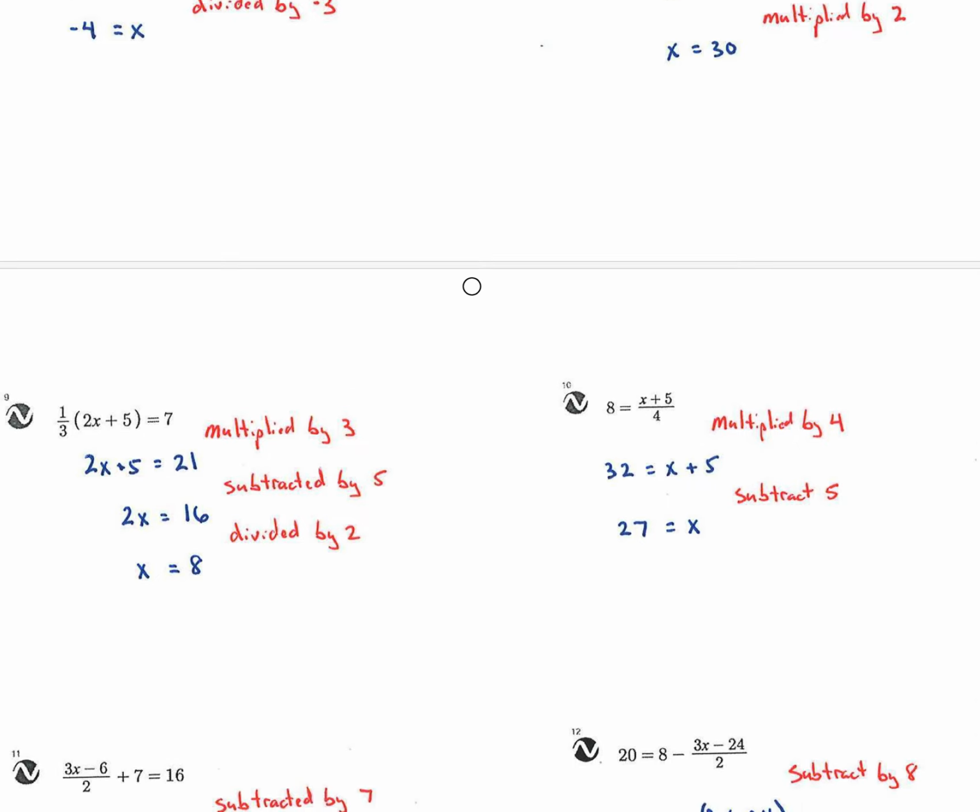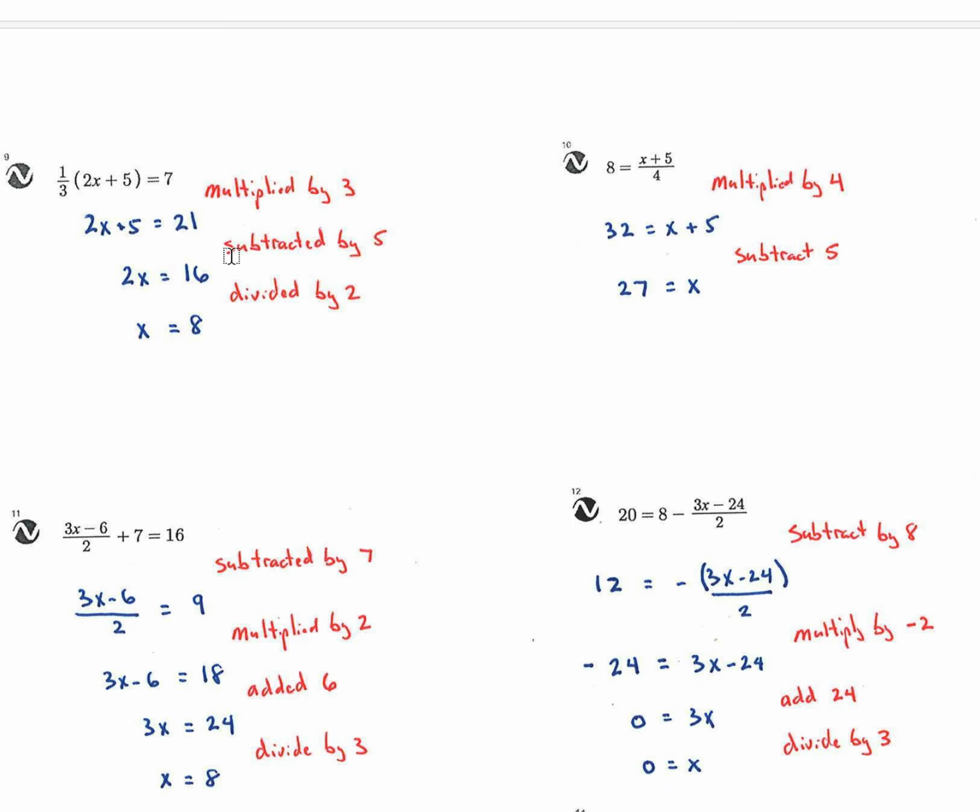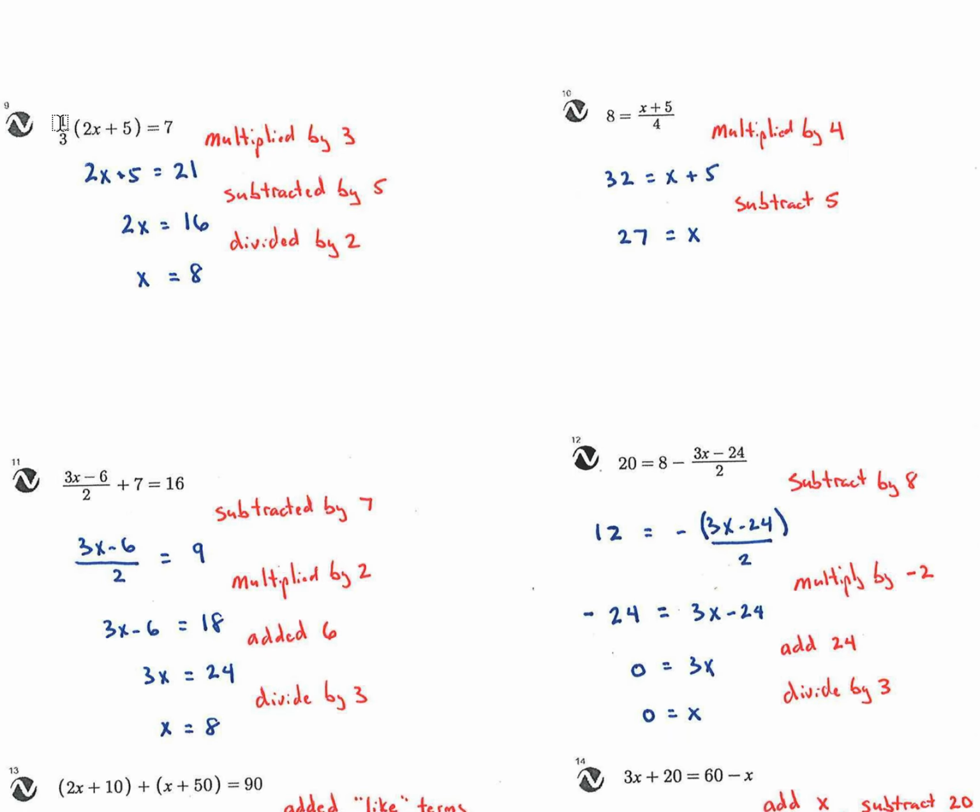Okay, we get a little more complicated over here. This one's a three-stepper. The first thing I'm going to do, this 1/3 out in front, that's the same thing as just dividing by 3. So I'm going to multiply both sides by 3. And I get this line.